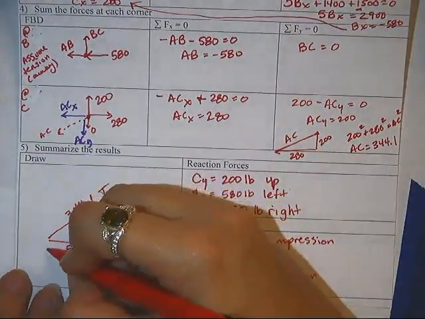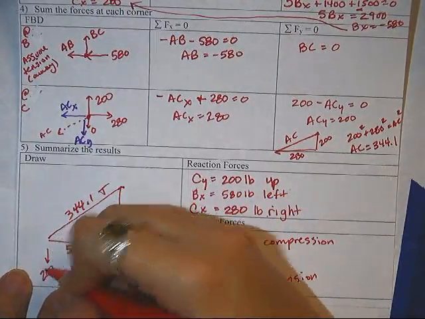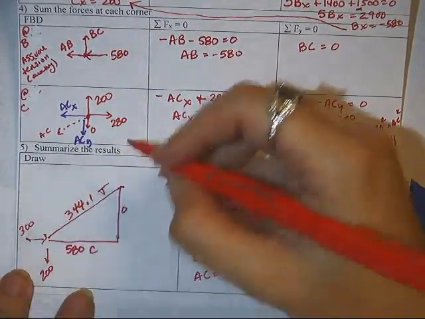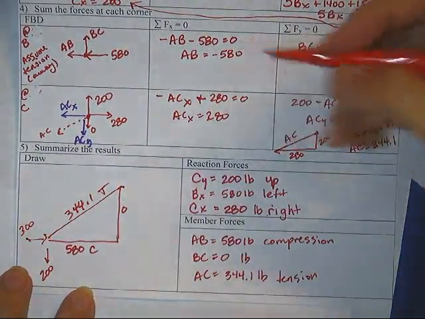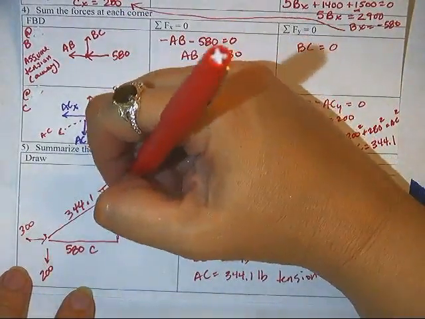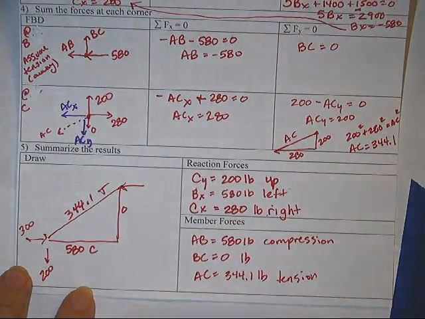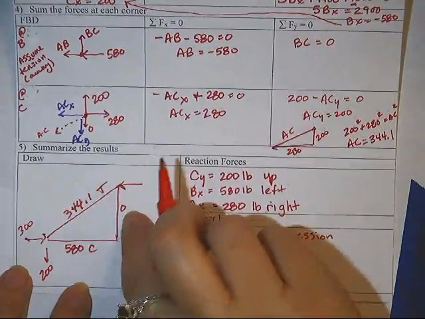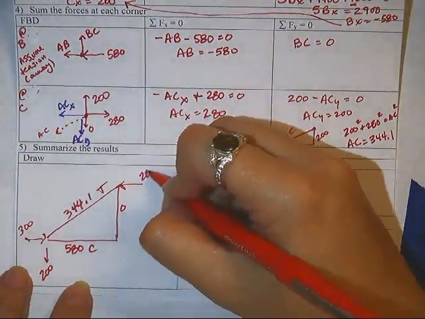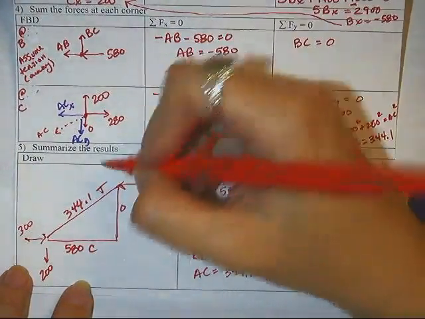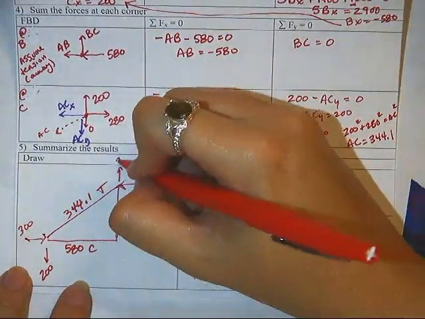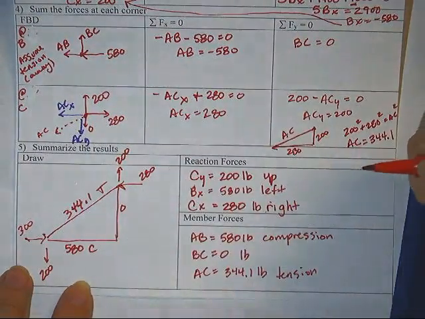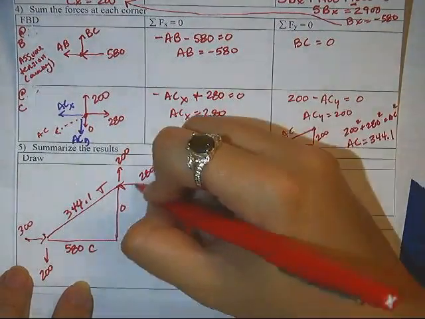Let's see if this actually makes sense. I'm going to put on my extra forces that I started with. Oops, 300. And I'm going to put on my reaction forces on here, and we're going to see if this makes sense to you. Because it logically should make sense. Oh, I just did this one the wrong way.